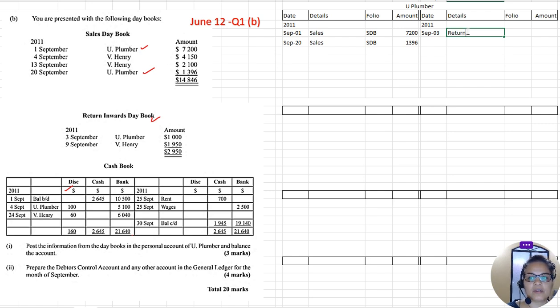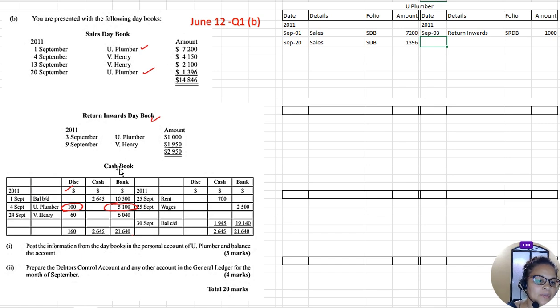And we have return inwards coming from your sales return day book. For how much? $1,000. And what are the other entries for U Plumber? U Plumber also had a discount for 100 and a check payment for 5,100.